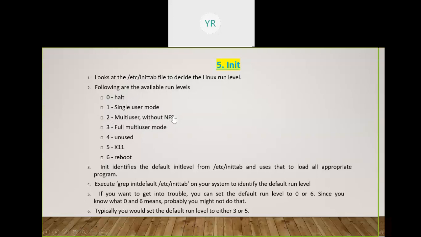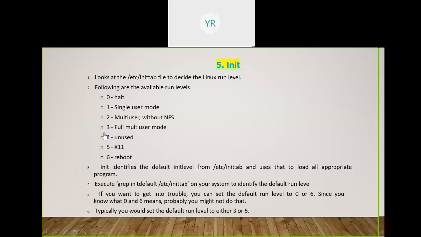I'll tell you what NFS is: network file system. So run level 2 allows multiple users, but it doesn't have NFS. Run level 3 is full multi-user mode, which means NFS and everything else is allowed. In real time, we'll go with run level 3 or run level 5. Almost all systems in real time are at run level 3, so there is no GUI, only the command line interface is available.